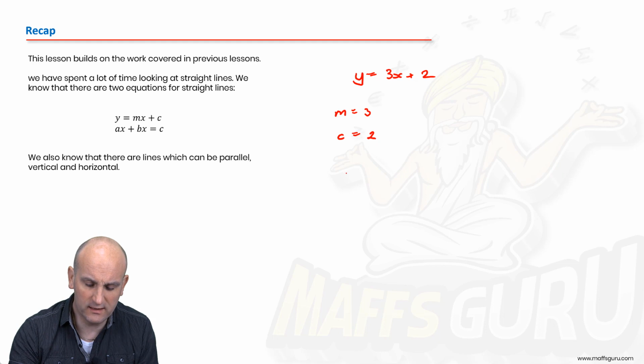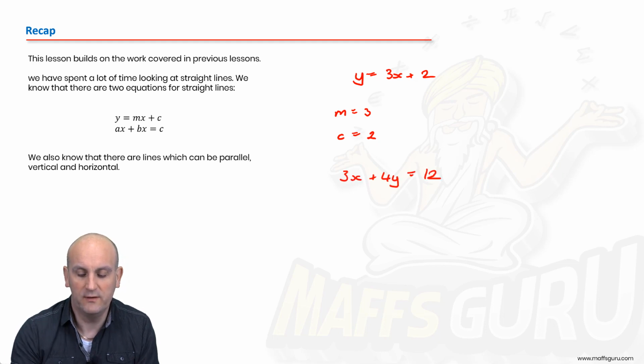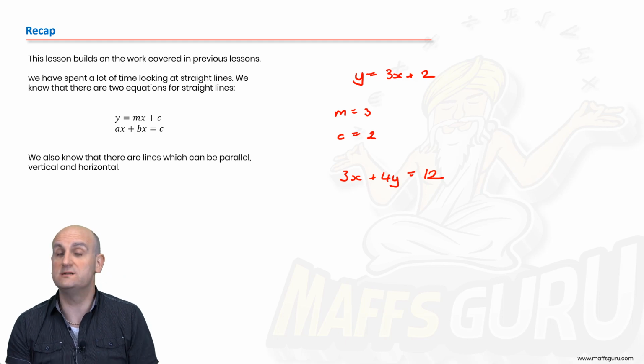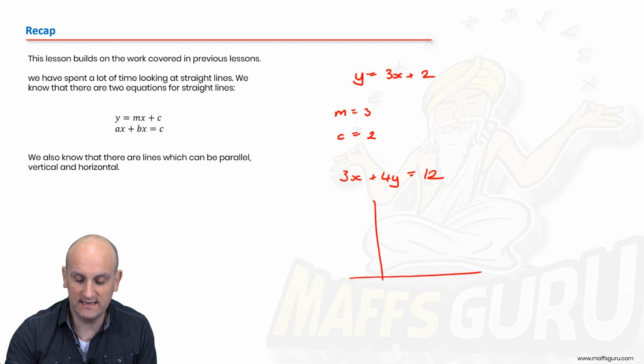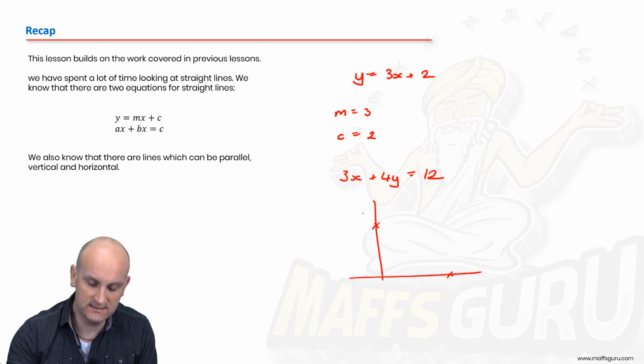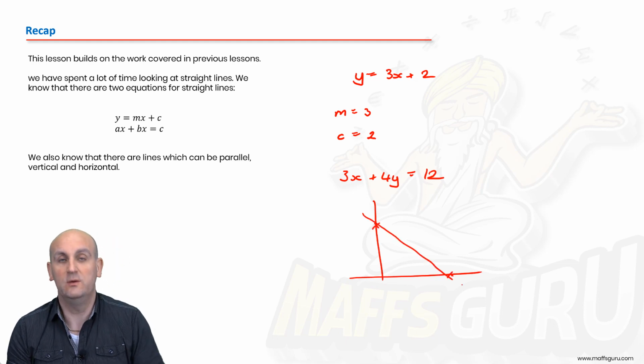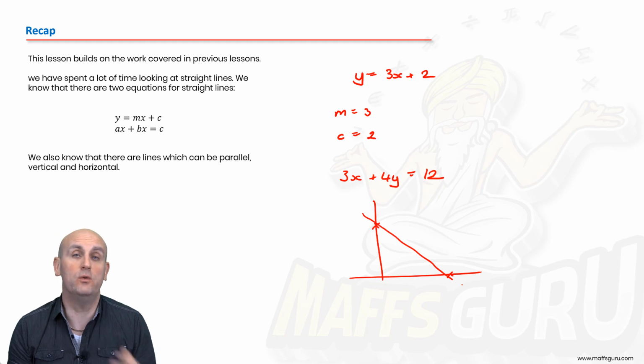I've also got the idea of 3x plus 4y equals 12, and that's called intercept form. Why was that important to me? Because it allowed us to find the intercepts. I could find an x-axis intercept, I could find a y-axis intercept, draw a straight line between the two, and job is done. But so far, all that we've dealt with is just one straight line.